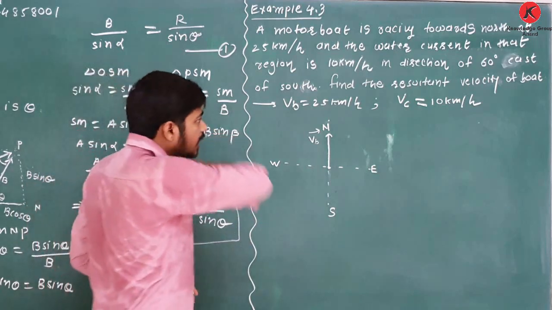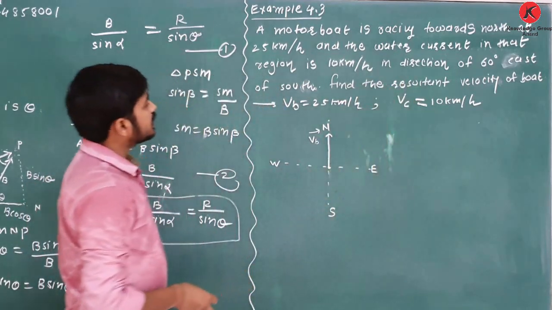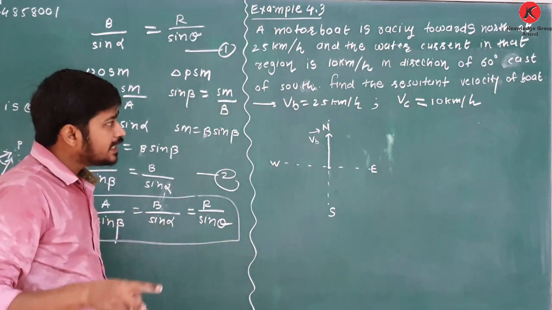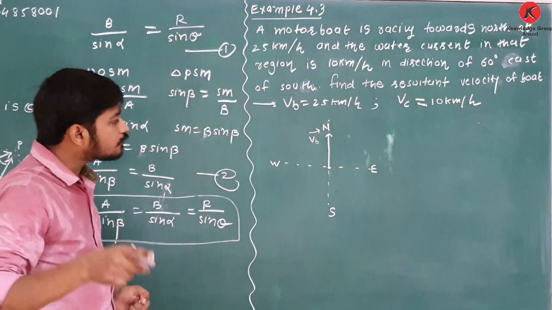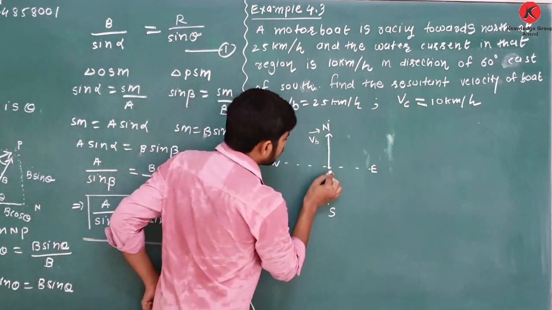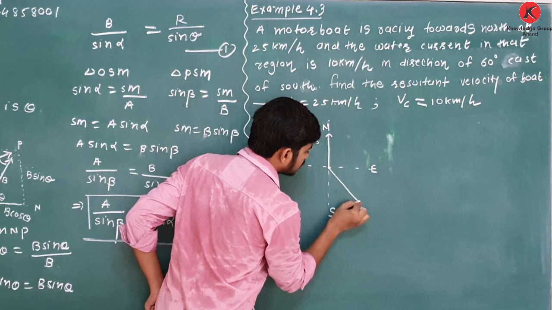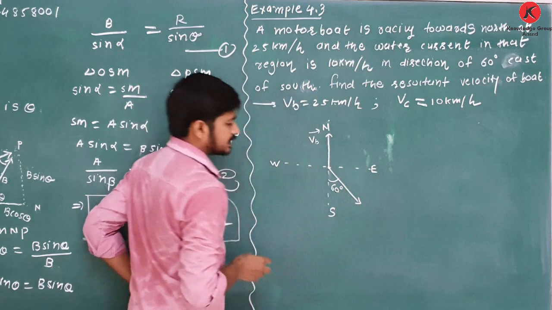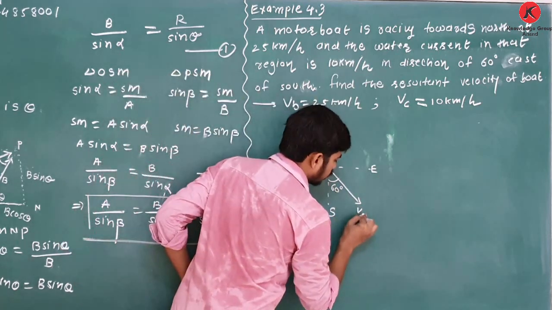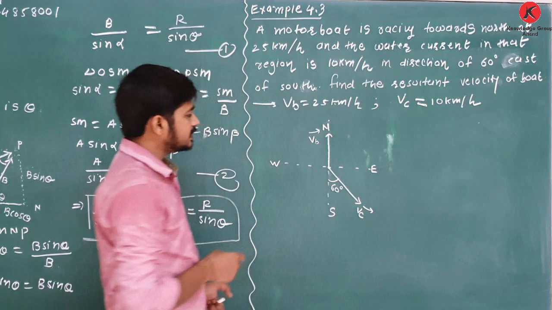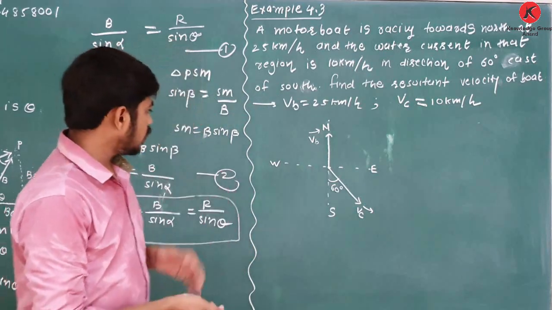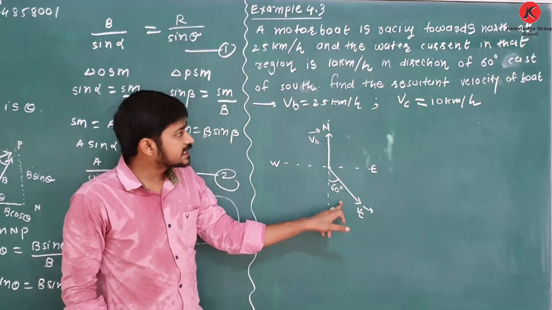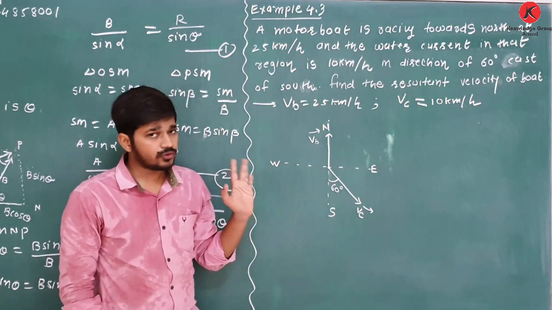Now, the water current in that region is 10 km per hour in the direction of 60° east of south. It means from this south towards this east, it is moving at 60°. So yes, it is VC, that is the water current. Clear about this? So first of all, how to find direction? VB is moving in the north direction. VC is 60° east of south. So do you understand this direction?